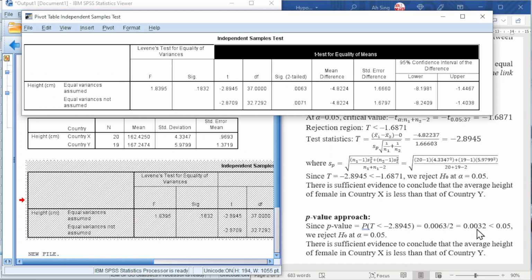And from here, we compare with the significance level, we can see that it's less than that, which means that we reject H null as well. If we reject H null, which means that there is sufficient evidence to conclude the same thing.